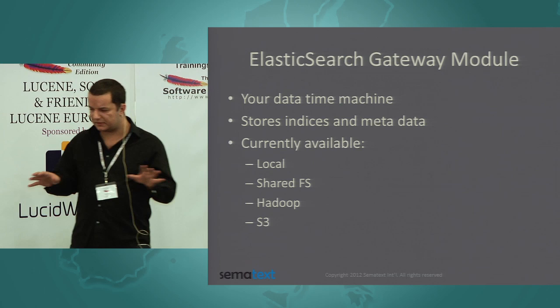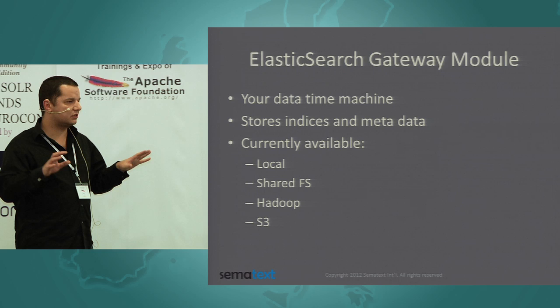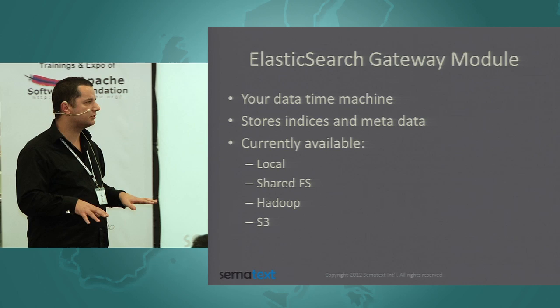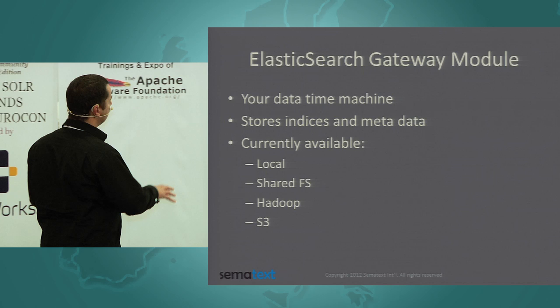I don't have a slide for it, but in Solr, your indices are stored locally if you don't configure it, for example, in NFS or anything like that. In Elasticsearch, you have a gateway module, which is more or less your data and metadata time machine. It not always stores indices, but it's used to store metadata.